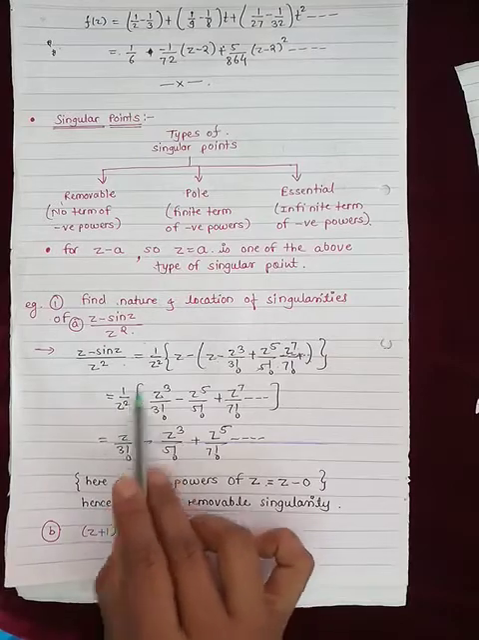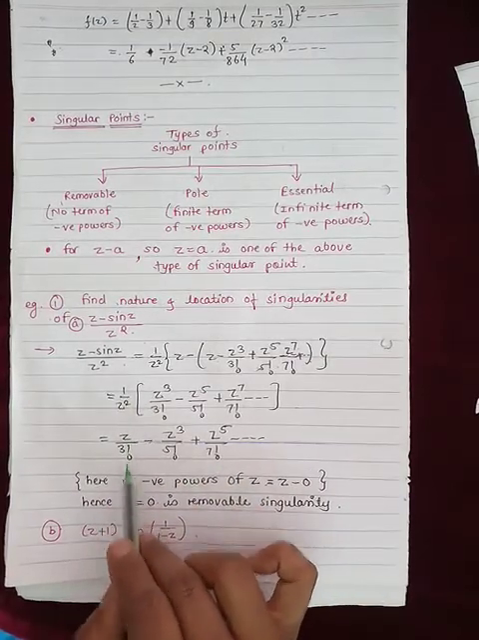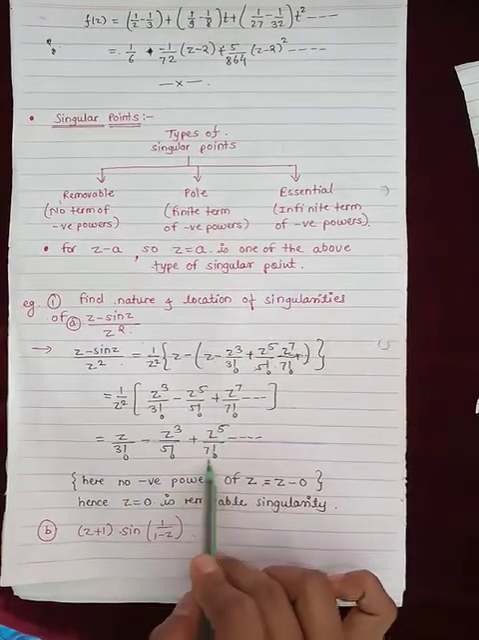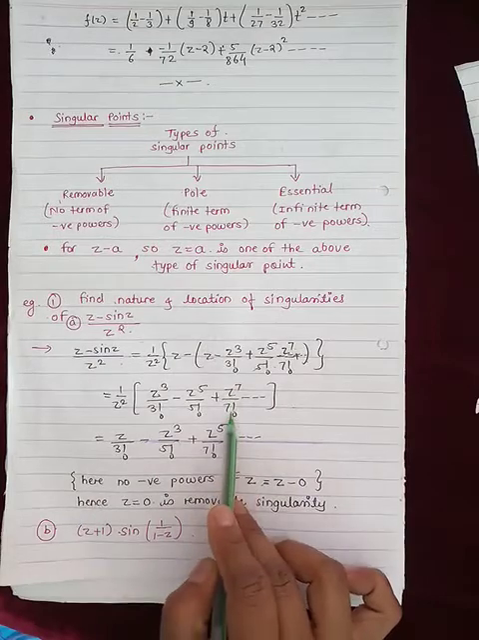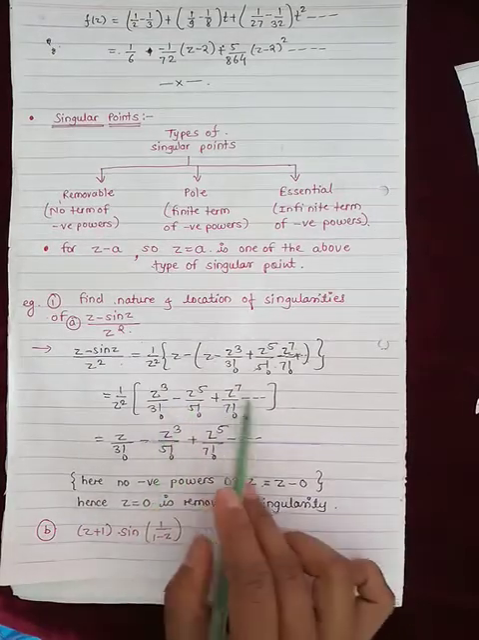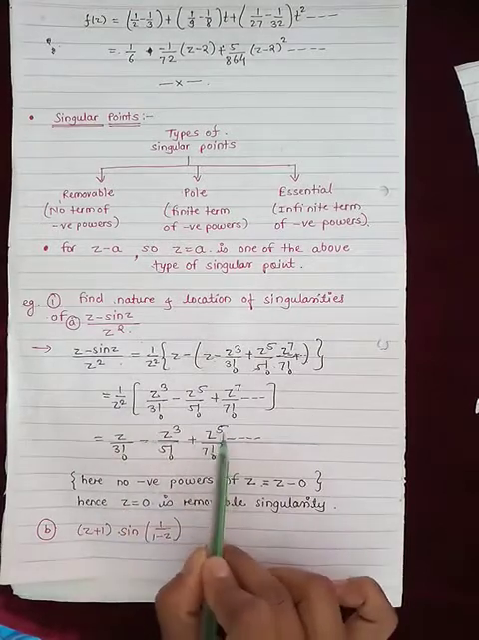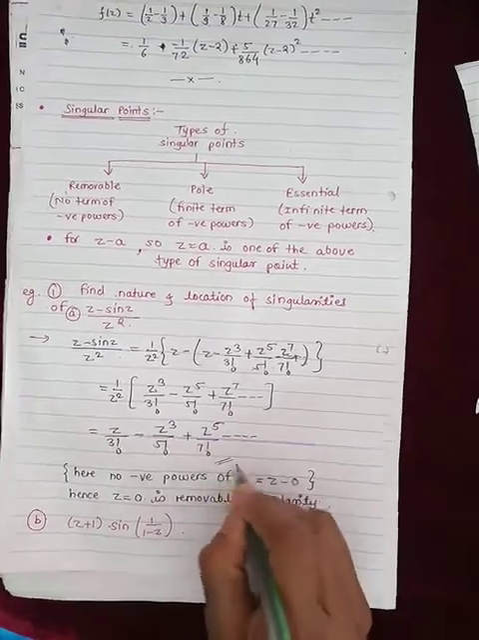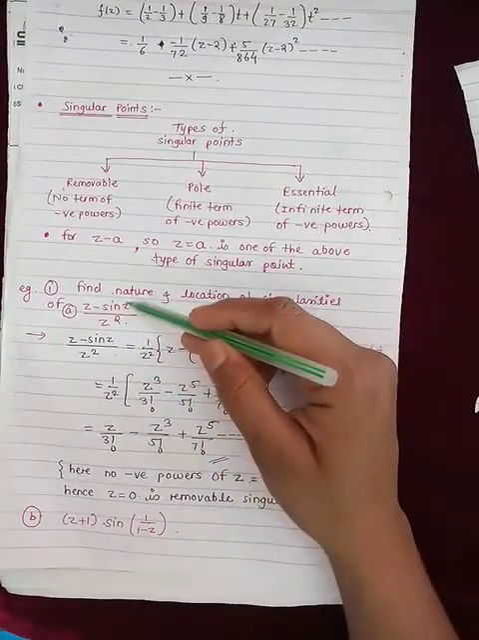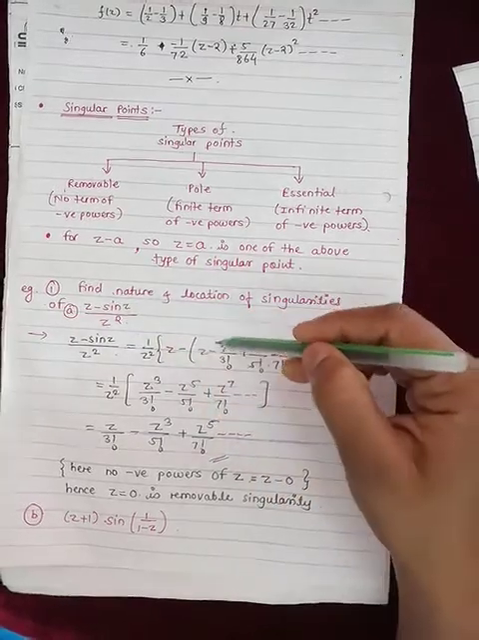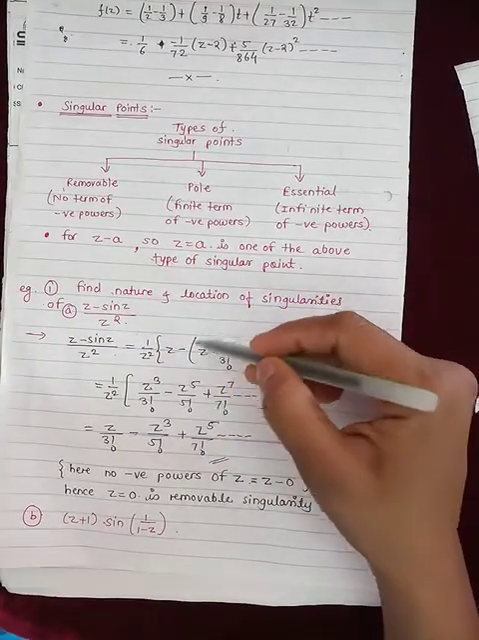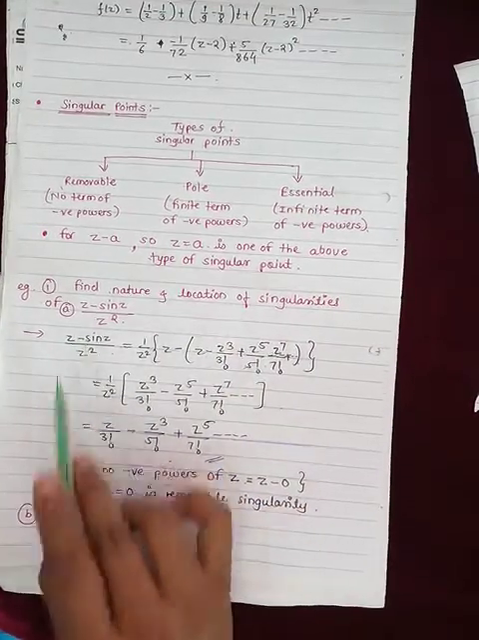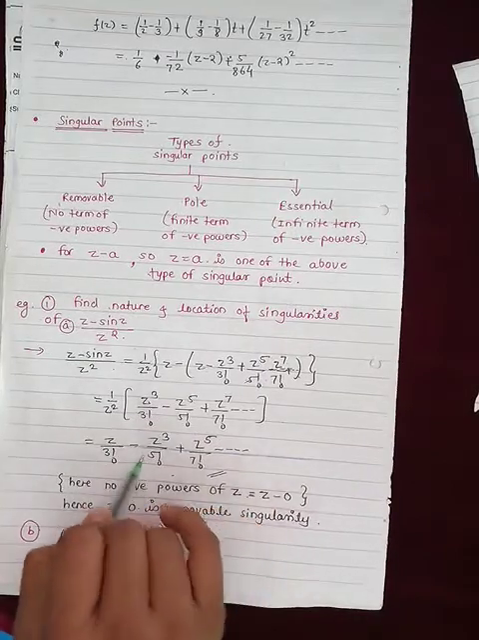Again, by multiplying 1 by z square into this bracket, we have z upon 3 factorial minus z cube upon 5 factorial plus z raised to 5 upon 7 factorial, because 1 by z square into z raised to 7 by 7 factorial gives z raised to 5 upon 7 factorial. So this is the final series we got by using the series formula for sin z, and after some steps we get the series for the given function f(z). So from this, check the condition.